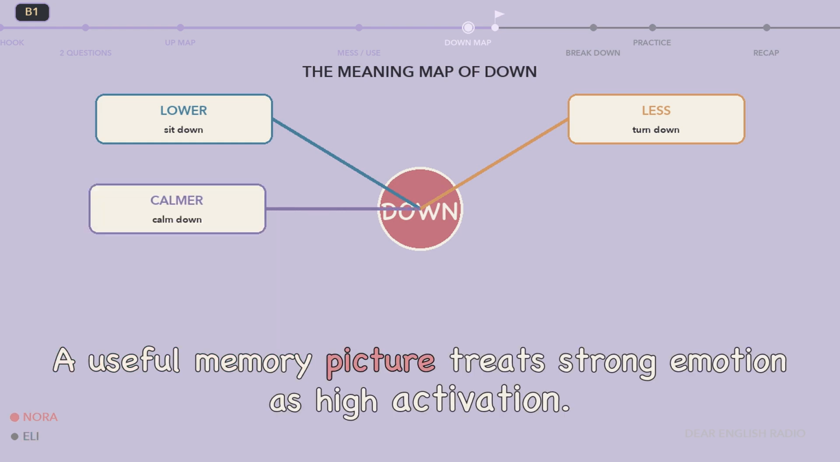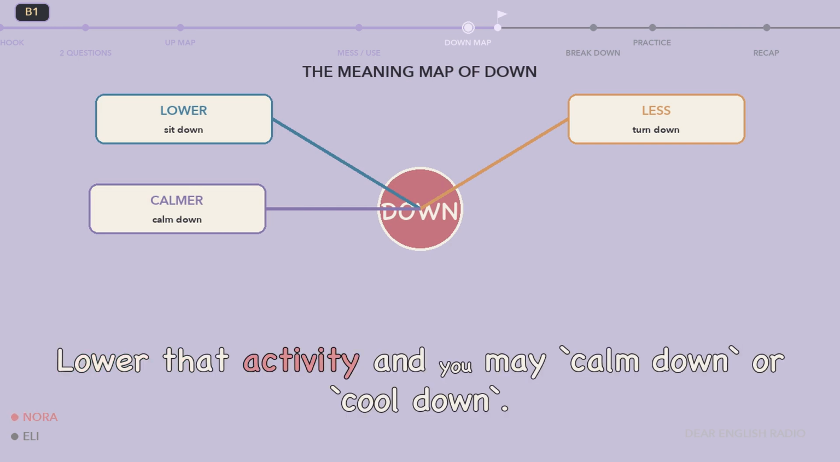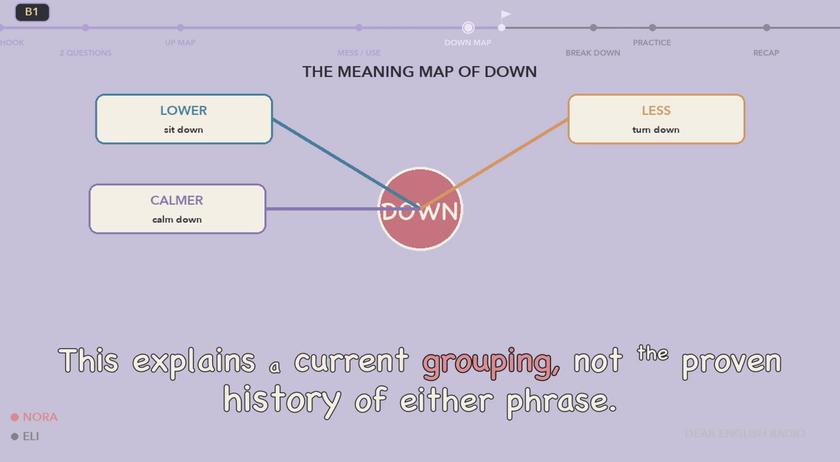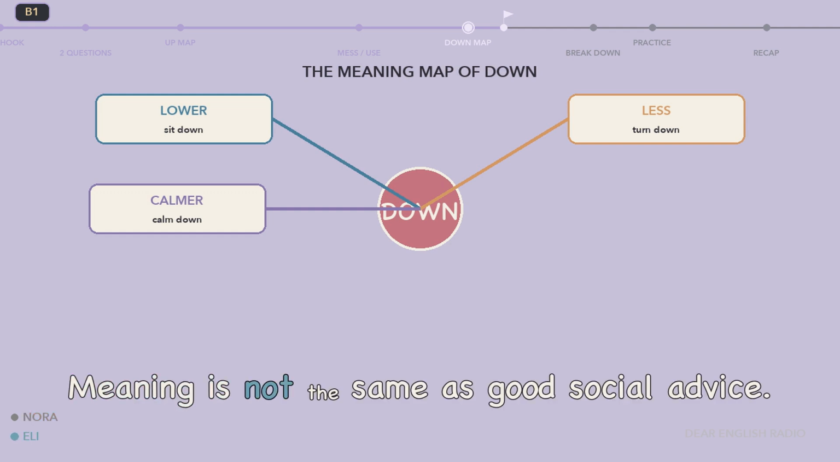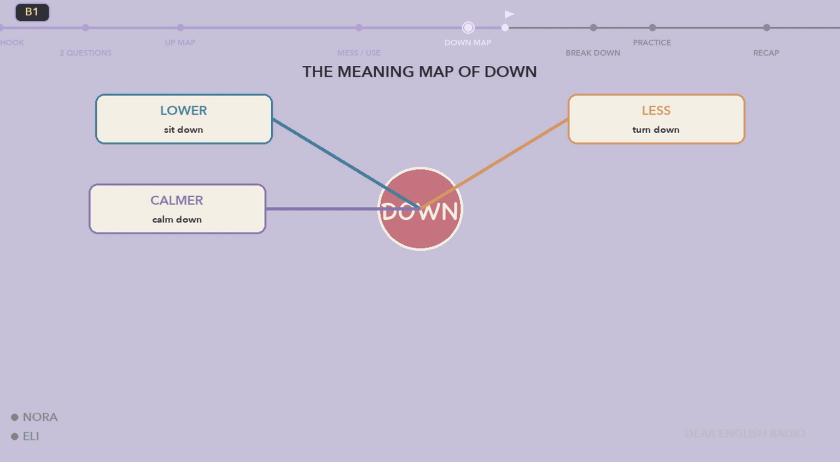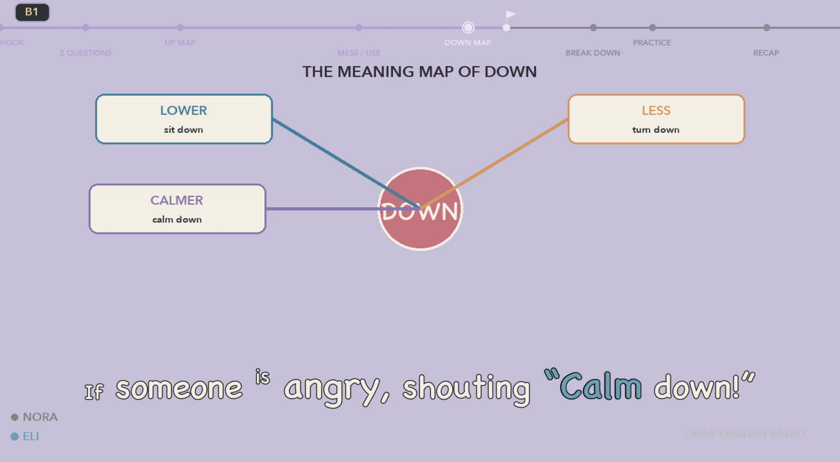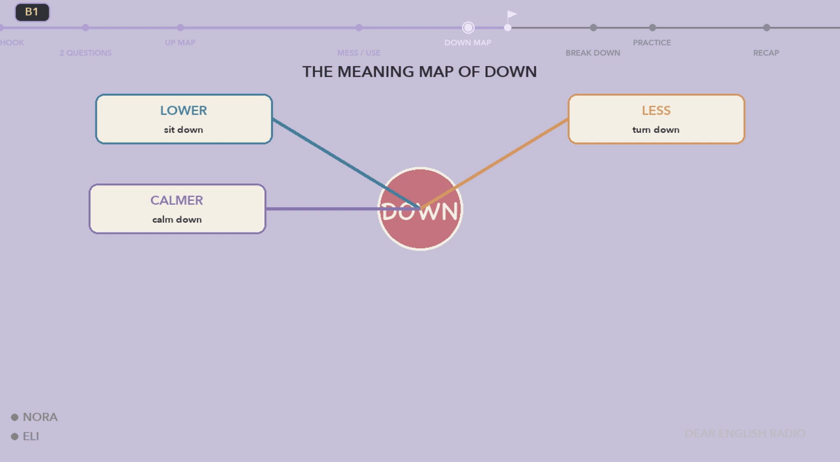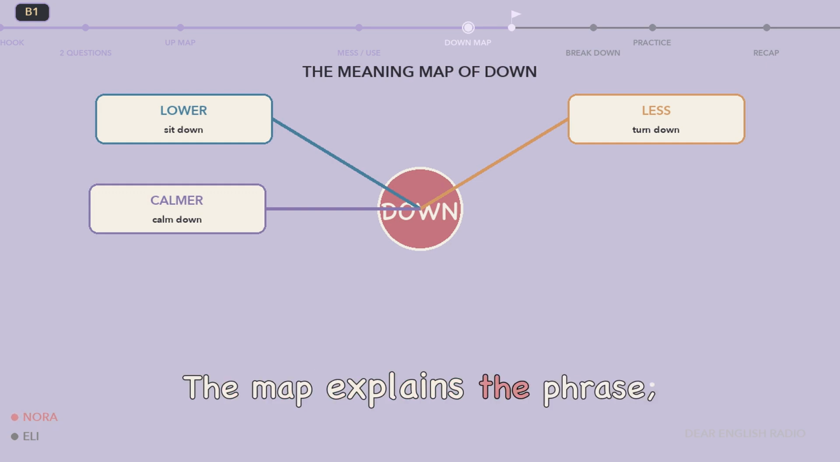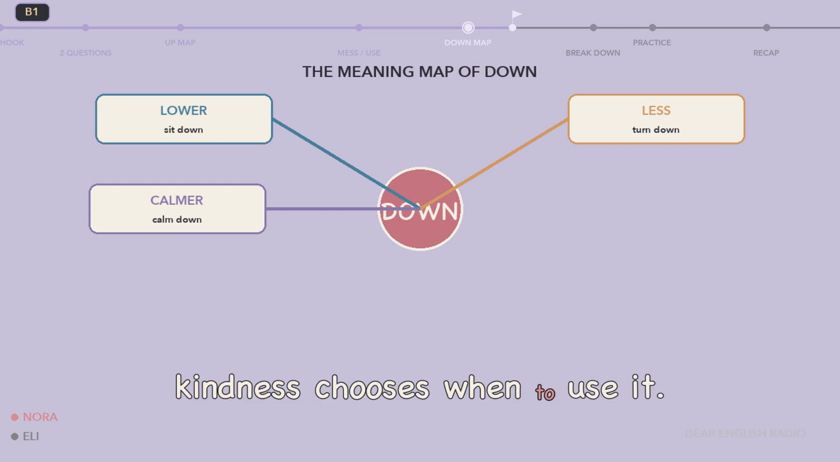A useful memory picture treats strong emotion as high activation. Lower that activity, and you may calm down or cool down. This explains a current grouping, not the proven history of either phrase. Meaning is not the same as good social advice. If someone is angry, shouting, calm down can make the situation worse. Better: I can see you're upset. Let's take a minute. The map explains the phrase. Kindness chooses when to use it.